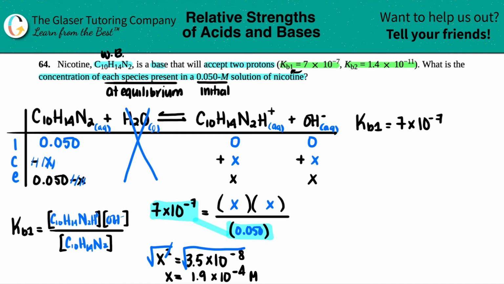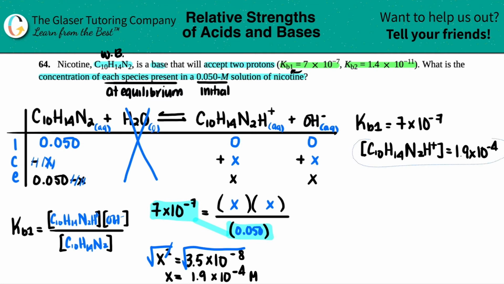So now we've answered some of the questions. We want those species present at equilibrium. So we found all of these 3 species. Let's just write it out. Okay, so we have a C10H14N2H plus concentration, which was just X, right? So that was 1.9 times 10 to the negative 4th, and that's molarity.